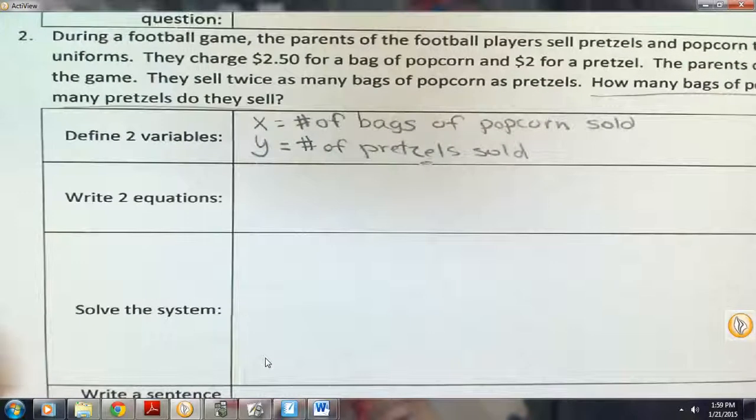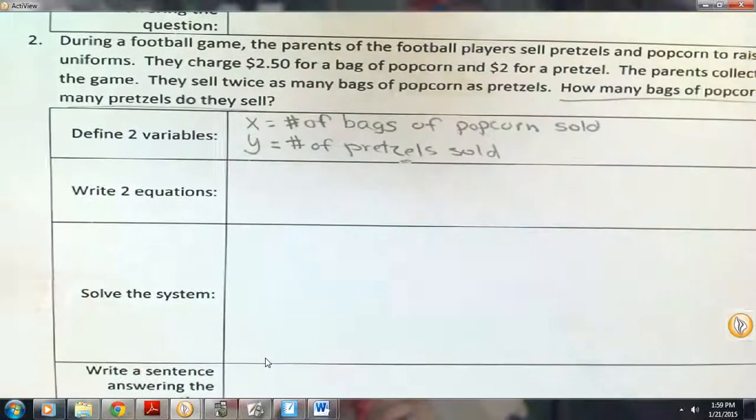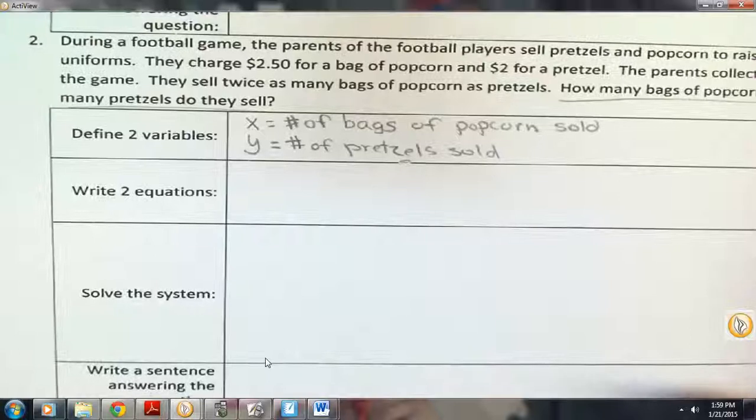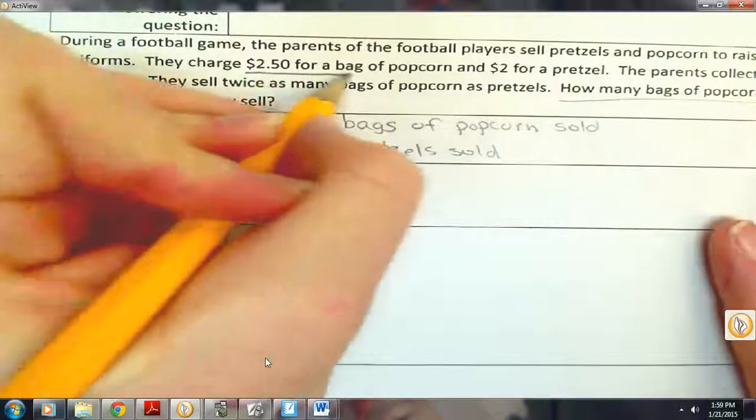So let's write our two equations. What kind of information are we given that can help us to write our equation? Wyatt? The cost of each of the bags of popcorn, pretzel, and then how much you collected. Very good. We know the cost for one bag of popcorn and the cost for one pretzel, as well as the total amount collected. So they tell us $2.50 for a bag of popcorn.